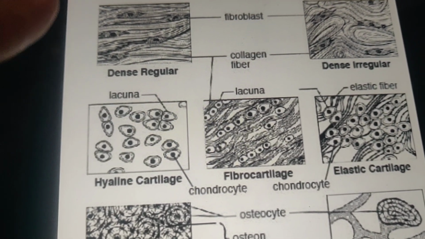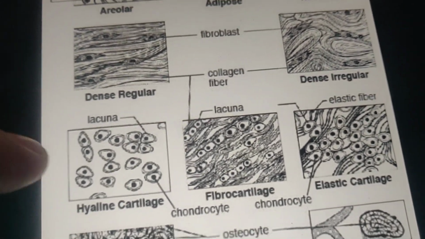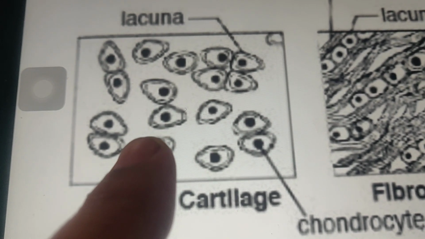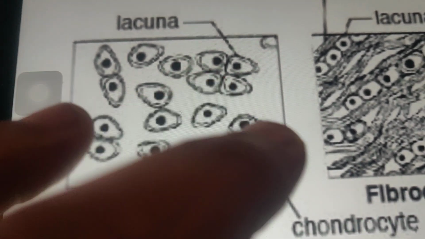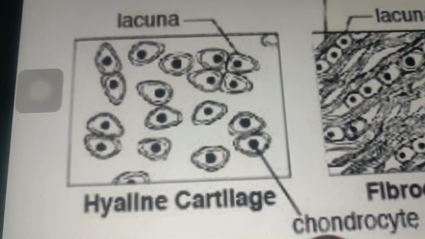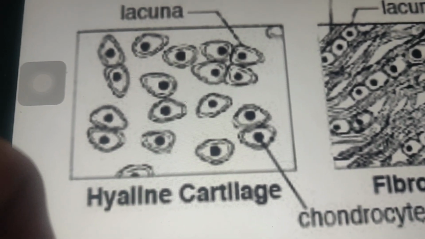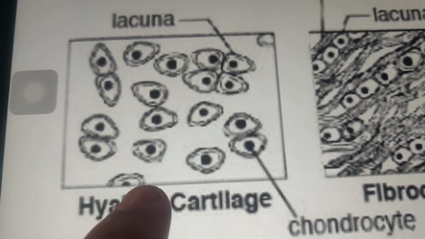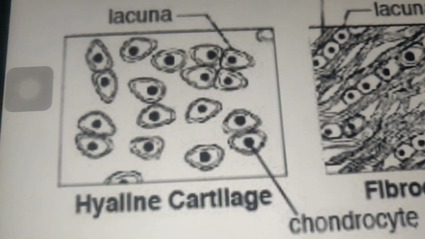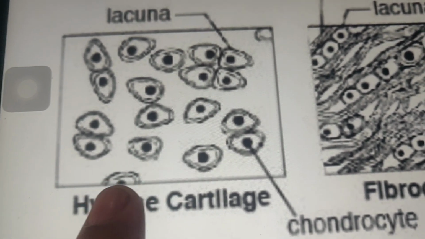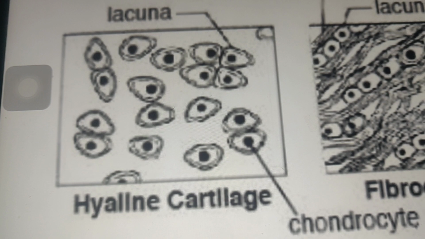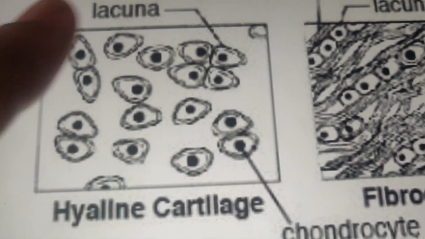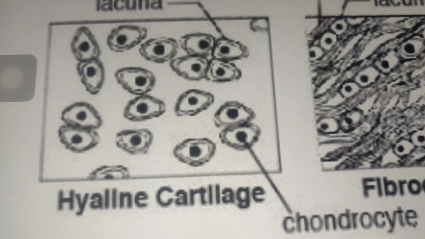And what are the main functions? Hyaline cartilage can be seen on the surface of the parts of the bones, and it forms the costal cartilages, which attach the ribs to the sternum. Next is the forming of the larynx, trachea and bronchi. In all those areas we can see the hyaline cartilage.